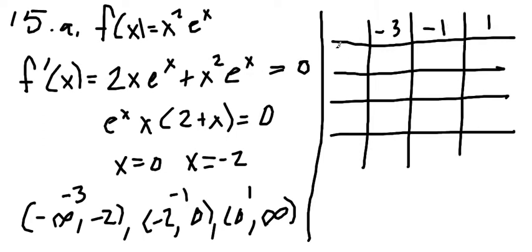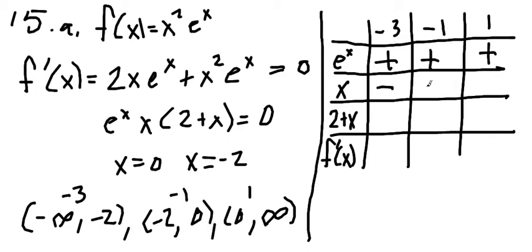So I've got a table. Let's see, my factors of the derivative are e to the x, x, and 2 plus x, and I'll write a final row down here for the derivative. -3, when I plug it into the e to the x, is positive. -1, same thing. 1, same thing. E to the x is always positive. -3 is negative when I plug into x, so is -1, and 1 is positive when I plug it in there. -3 plus 2 is -1, that's negative. -1 plus 2 is 1, that's positive. 1 plus 2 is 3, that's positive.